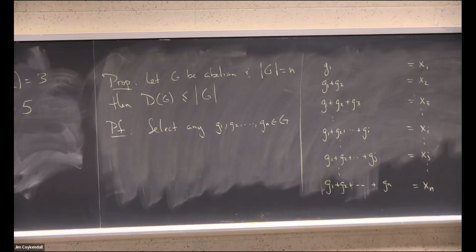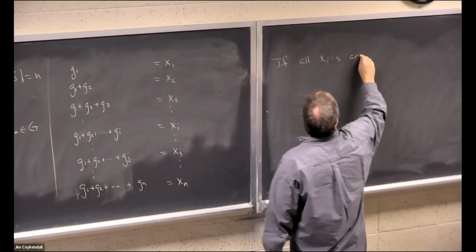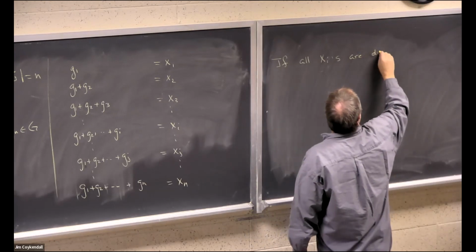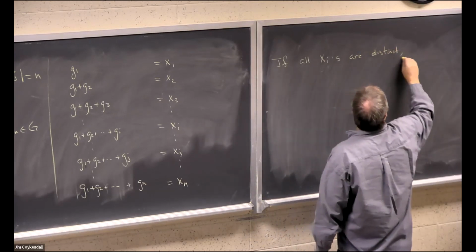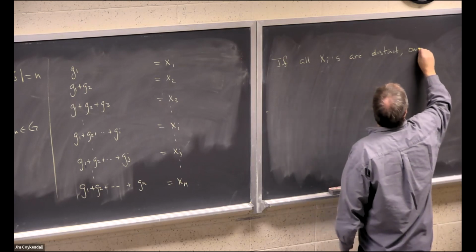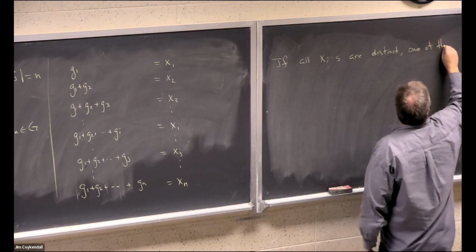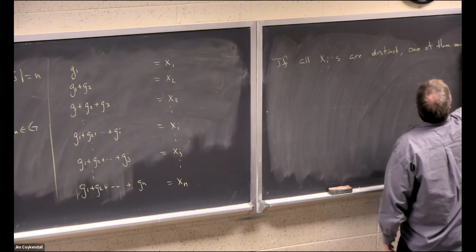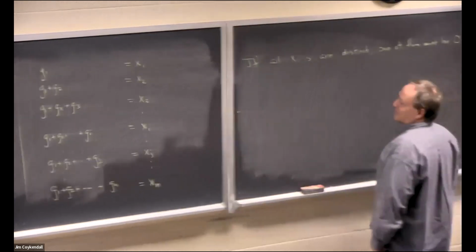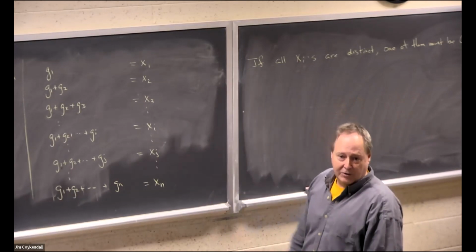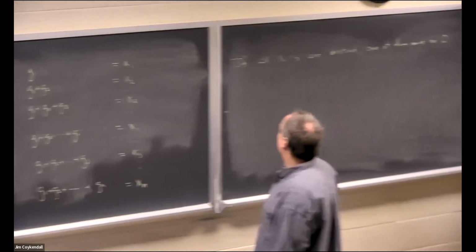Now, let me point out that there are exactly n elements here, which is the same as the number of elements in G. If all the xi's are distinct, one of them must be 0, right? Because there are n elements of G, one of which is 0.